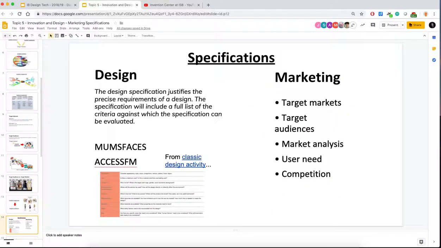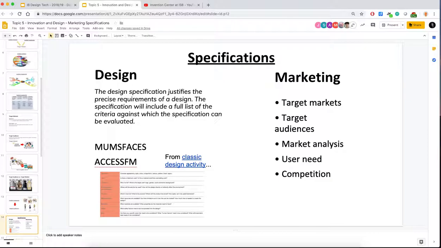So to use them, there are specifications. This is talking about the design. There are design specifications for a product, and there are marketing specifications for a product, at least according to the IB, okay? Design specifications are about the actual product. There's this thing called ACCESS FM. Has anybody heard of those before? Have you ever seen those before, Austin, in your last school? What it does is look at things like aesthetics and sizes. It's more about the design of the product.